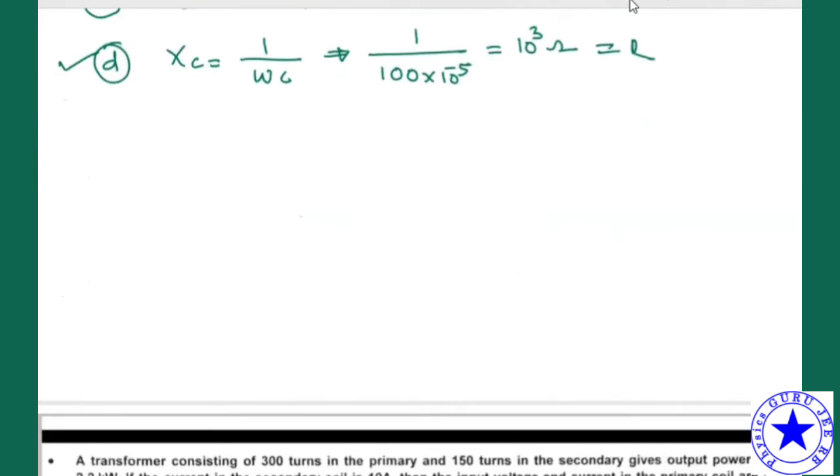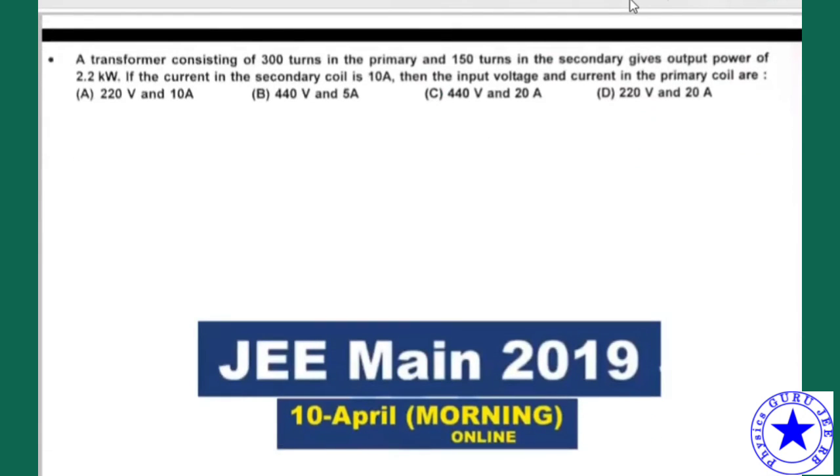Right. Now the last question we can see, JEE 2019, 10th April morning. A transformer consisting of 300 turns in the primary and 150 turns in the secondary gives output power of 2.2 kilowatts. If the current in the secondary coil is 10 amps, then find the input voltage and the current in the primary coil. We have to use the transformer equation.